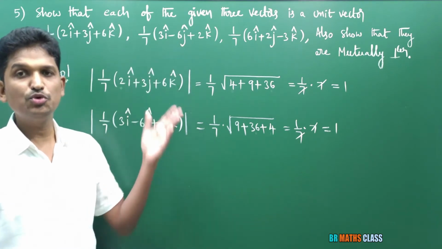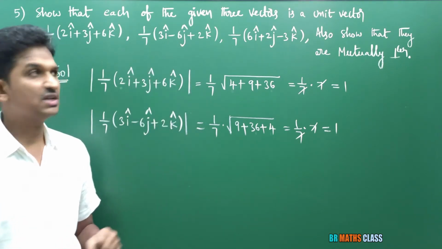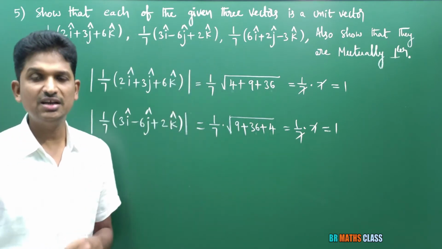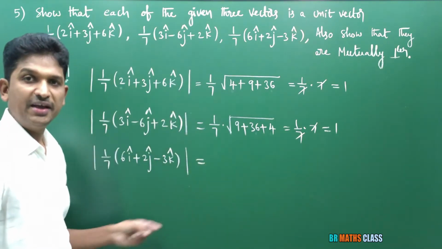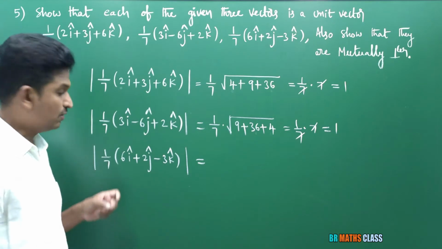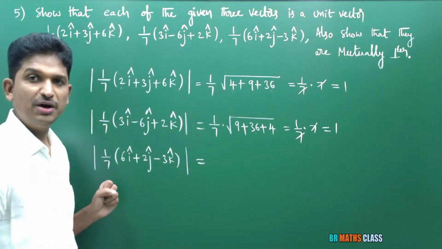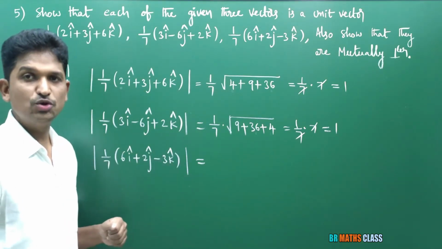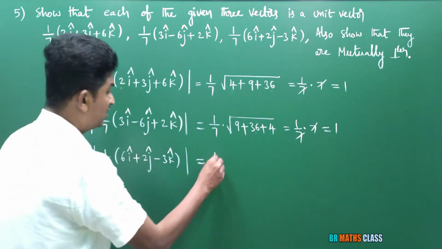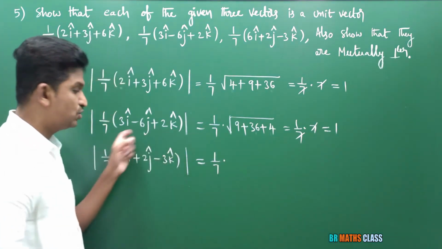As they are asking to prove each of the given vectors are unit vectors, I'll take the third one, I'll calculate its magnitude. Calculating magnitude of the third vector. This is also of the form magnitude of m a bar. What is the formula? M into magnitude of a bar. So what you will get here? 1 by 7 into magnitude of this vector.